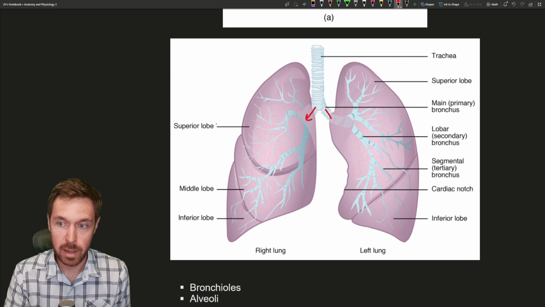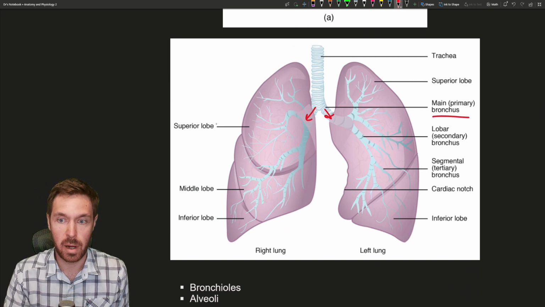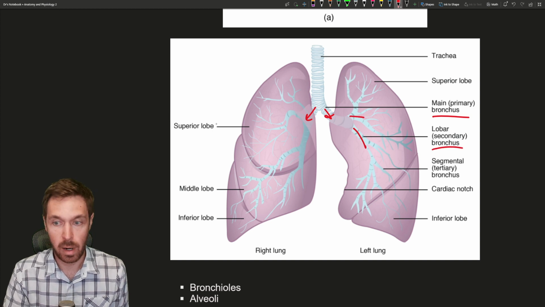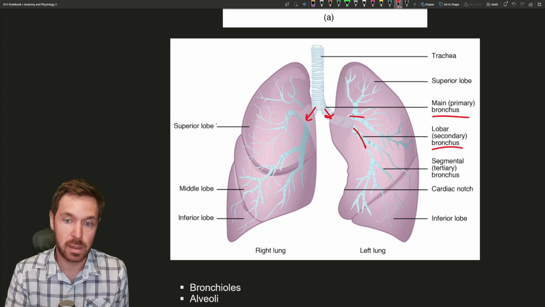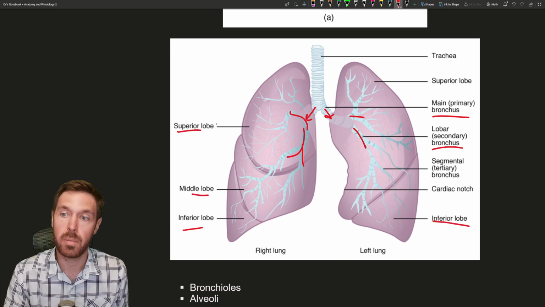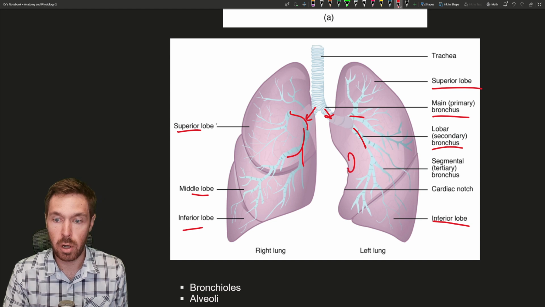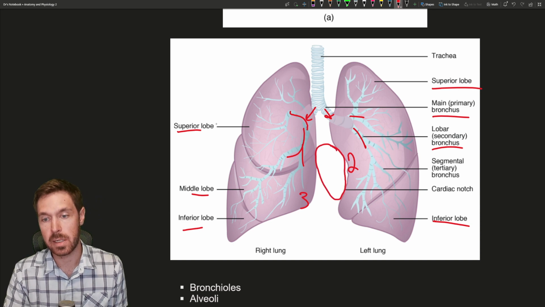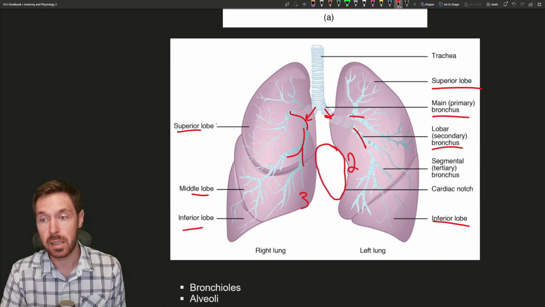So you've got the main primary bronchus, and then you get the secondary lobar bronchi, or a bronchus is a singular one. So here would be 1, 2, 3. And here you see an inferior, a middle, and a superior lobe, whereas over here you only see an inferior lobe and a superior lobe. So only 2 lobes in the left lung and 3 lobes in the right. The reason for that is the heart is located right here, and this is called the cardiac notch. The heart points into the left lobe just a little bit.